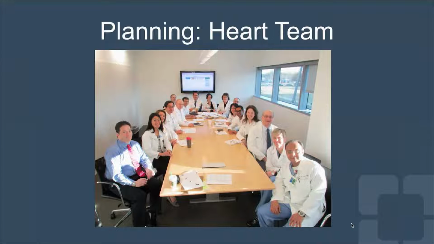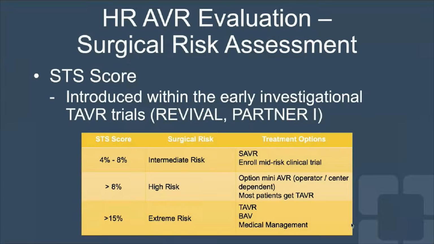This is our heart team, including surgeons and cardiologists and radiologists, as well as nurses and social workers. It does truly require a full team to evaluate these patients to see if they're appropriate for one approach versus the other. When we evaluate patients' risk of surgery, we're looking at their predicted mortality with open surgery, and we use the STS score.